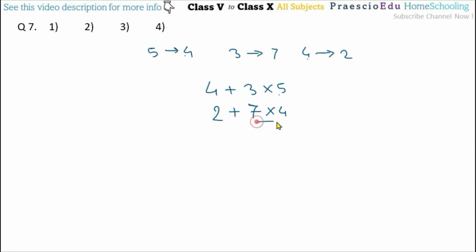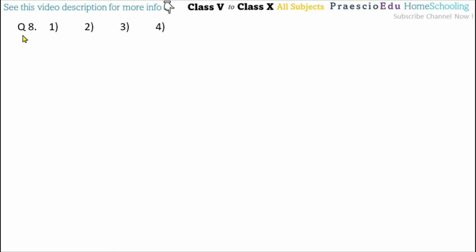So multiplication we will do first. So 2 plus 7 times 4 is 28, and then 2 plus 28, that is 30, and 30 is given in option number 3. Then question number 8.